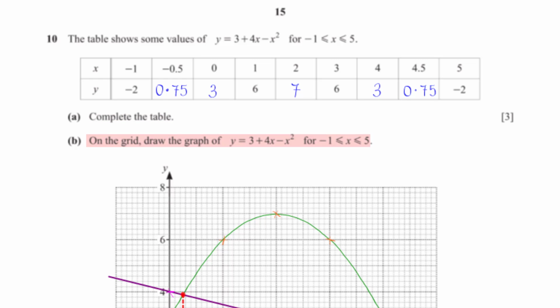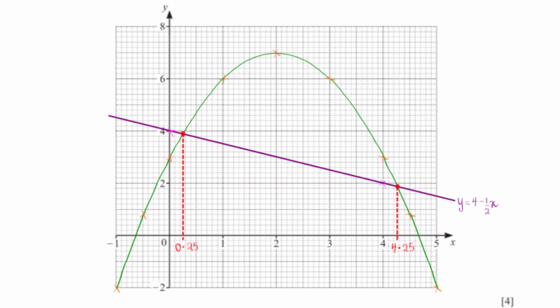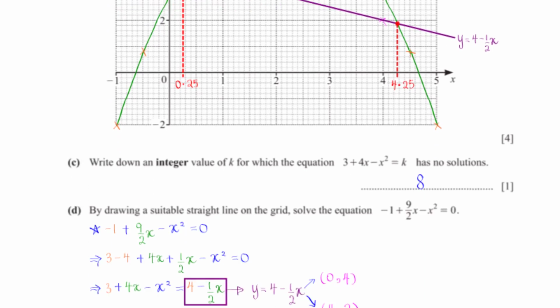On the grid, draw the graph of y equals 3 plus 4x minus x squared for x greater than or equal to negative 1 and less than or equal to 5. So all we need to do is to plot all the points in the table on the grid, then draw a smooth line connecting all the points.